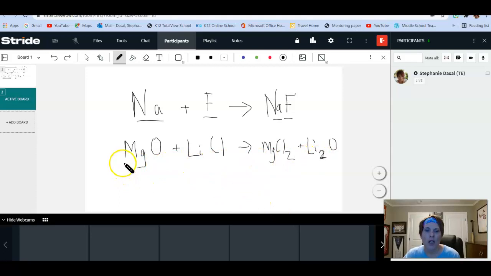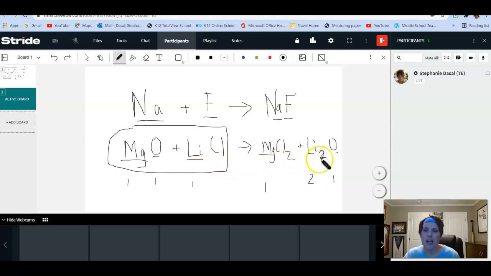And why not? So we start with one element, magnesium, and we figure out on this side how many of those atoms we have. So magnesium, we have 1 on this side, and we have 1 on this side. So those are good. Now we look at our oxygen. We have 1 oxygen on this side. We have 1 oxygen on this side. So those are in equilibrium. Then we look at our lithium. We have 1 lithium on this side, but we have 2 lithiums on this side.